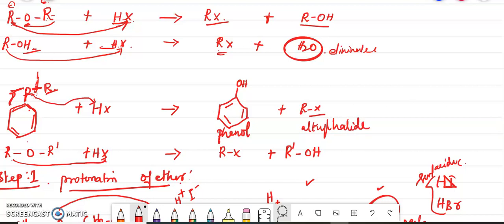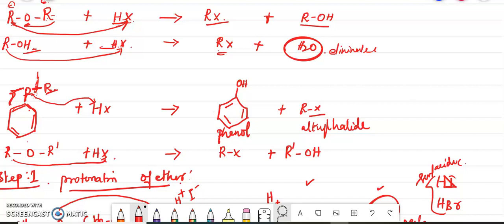Then, if there are two different alkyl groups, as mentioned in the question, in the same way, ethers with two different alkyl groups react with the hydrogen halide. What happens? The cleavage will be the same.